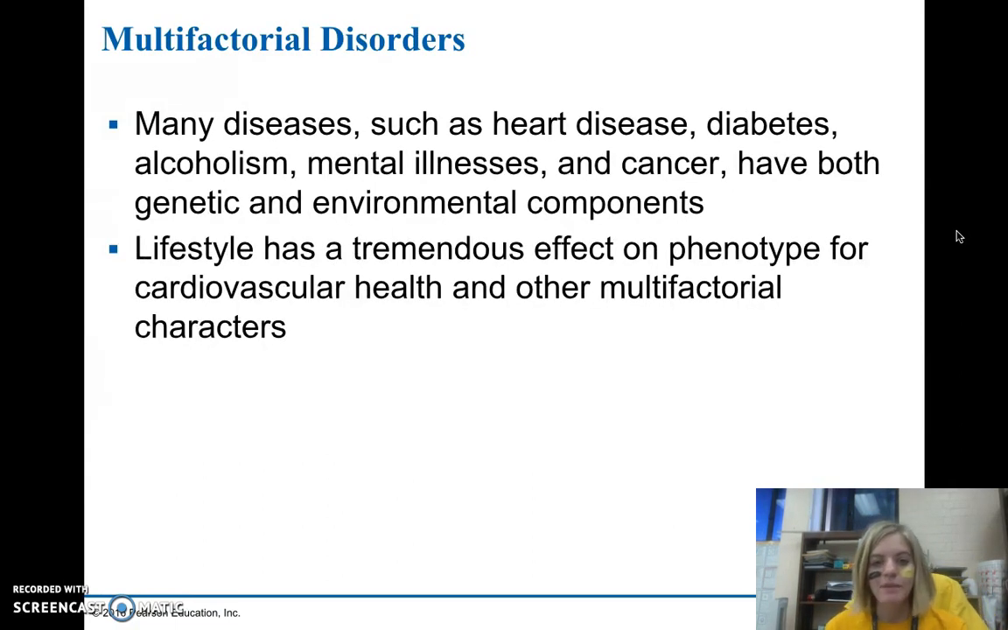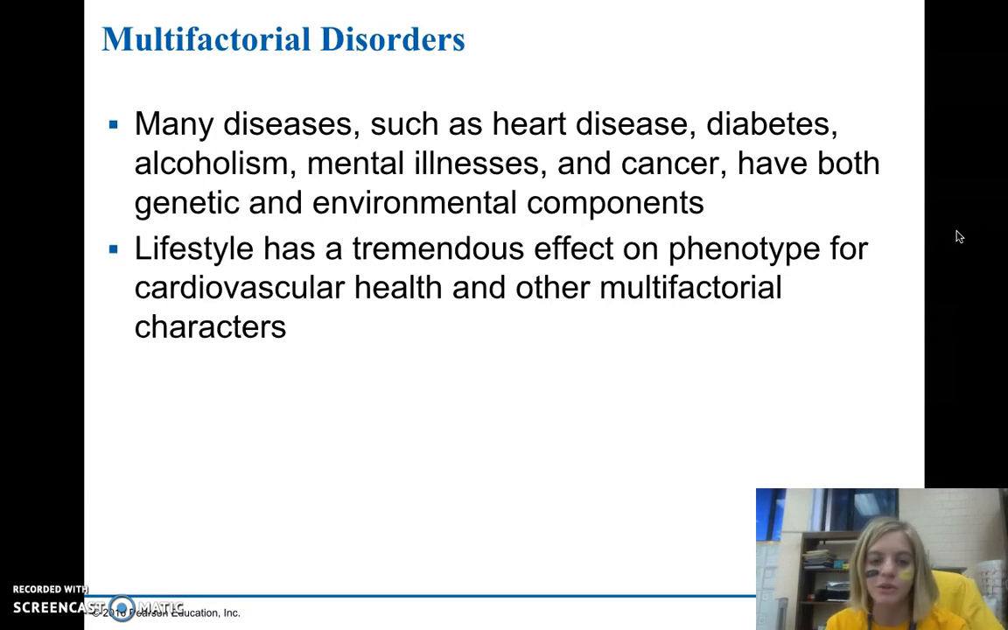It's important to note that many diseases, such as heart disease, diabetes, alcoholism, mental illness, and cancer, do have a genetic component, but they are also the result of environmental components. So we talked a little bit about this in 11.3, but your lifestyle has a huge effect on the phenotypes that you will express, especially when it comes to cardiovascular health and other multifactorial characters like cancer. The way that you live your life now impacts the way that your genes will express themselves.